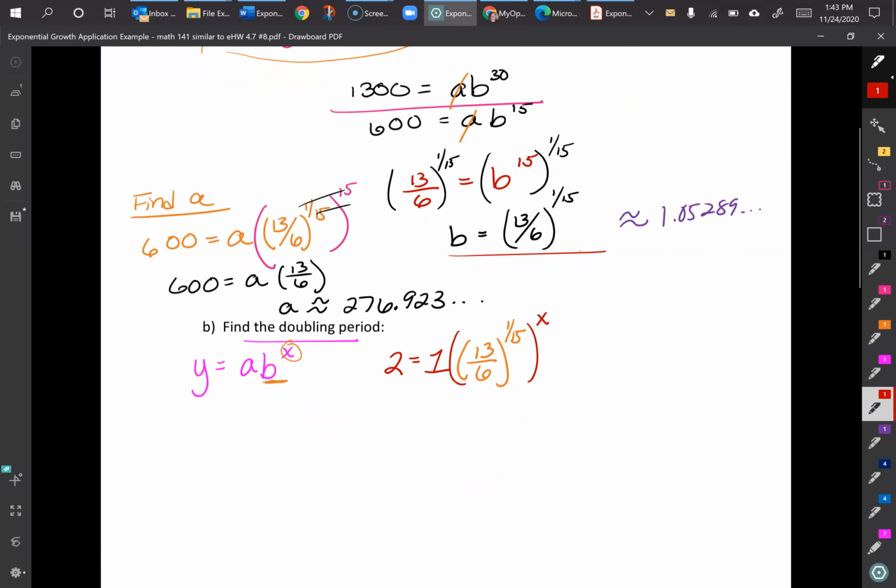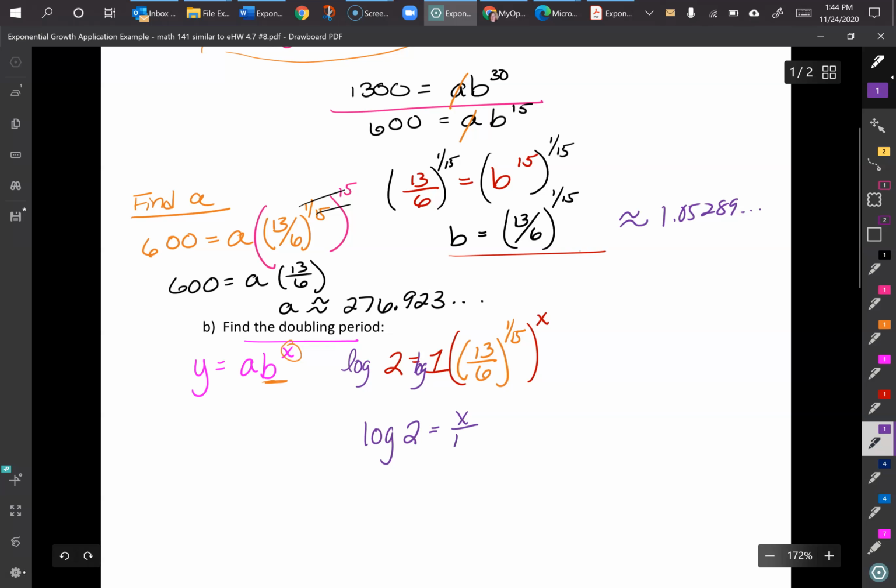So we're going to need to use logs. So we would take the log of both sides. You can use natural log or log. I'll do log, common log. So if we take the log of both sides on this one, we would end up with log 2 equals x over 15. I just did 1/15 times x, that's over 1, times the log of 13 over 6.